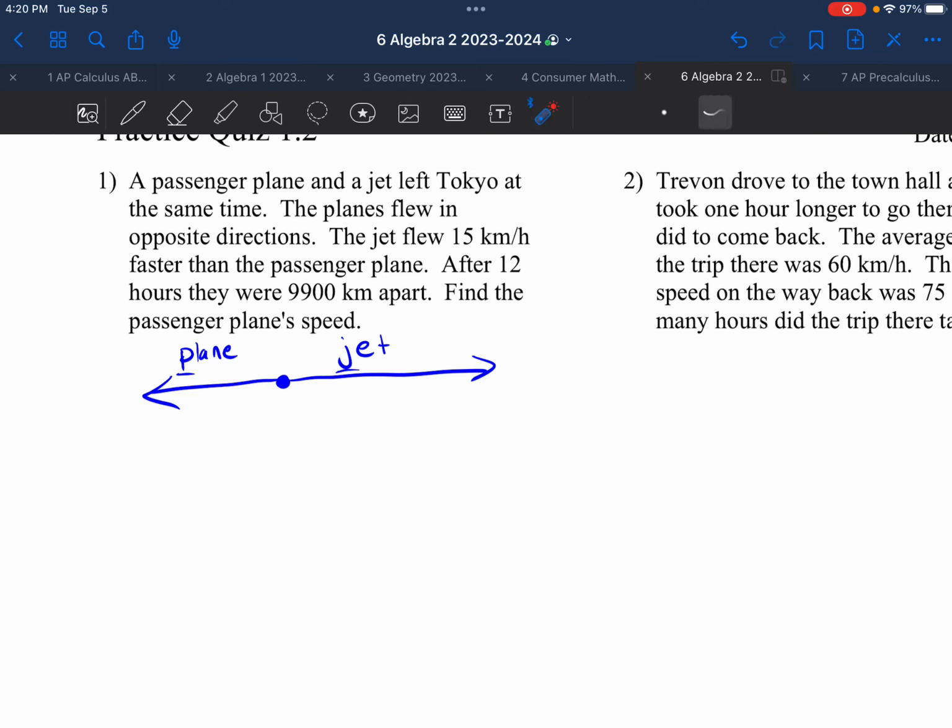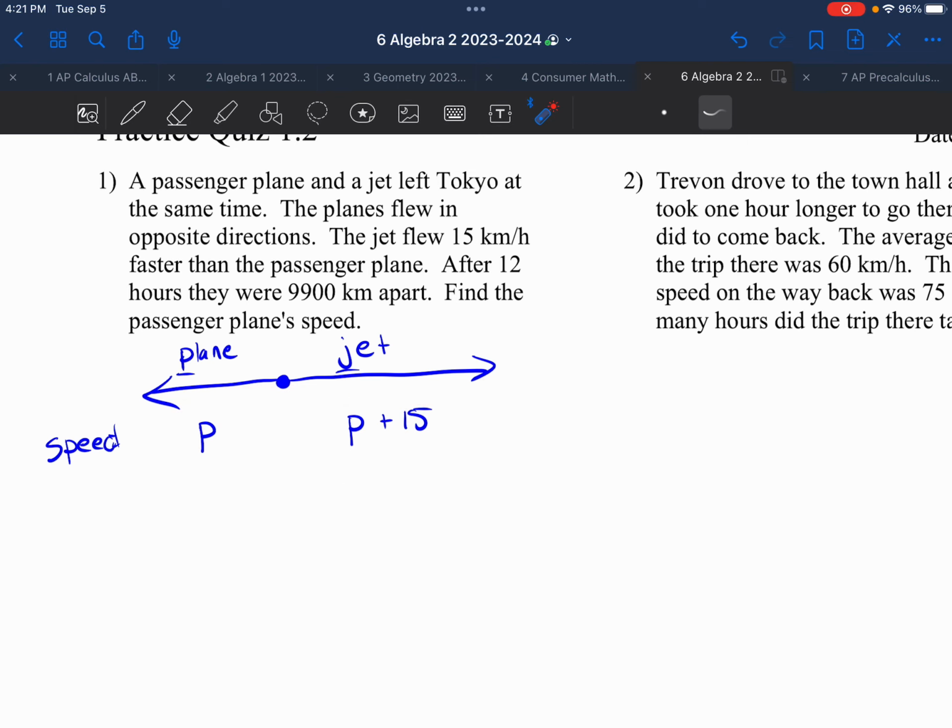We're talking about speed. In terms of the speed, the plane is flying slower than the jet. The jet is flying faster. So if the plane is flying at P, the jet is flying at P plus 15. And this makes sense. We're adding 15 to the passenger plane to get the jet's speed. Another way is to say J and J minus 15, but I think this is the more logical way to approach the problem. Both of them are correct, though.